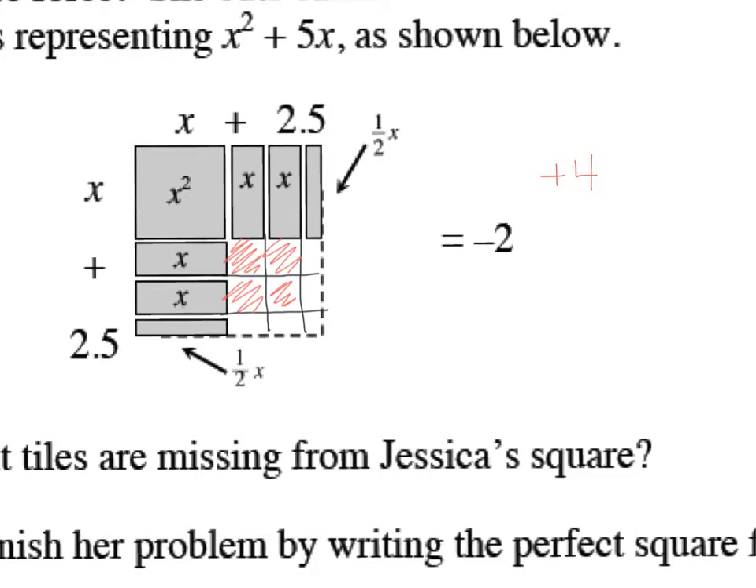Now, the skinny tile right here that I'm highlighting in blue has an area of 1 by a half. 1 times a half. So these are all halves, because they're all 1 by a half. So what do 4 halves make up? 4 halves make up 2. Okay, so we can just write that as 2.